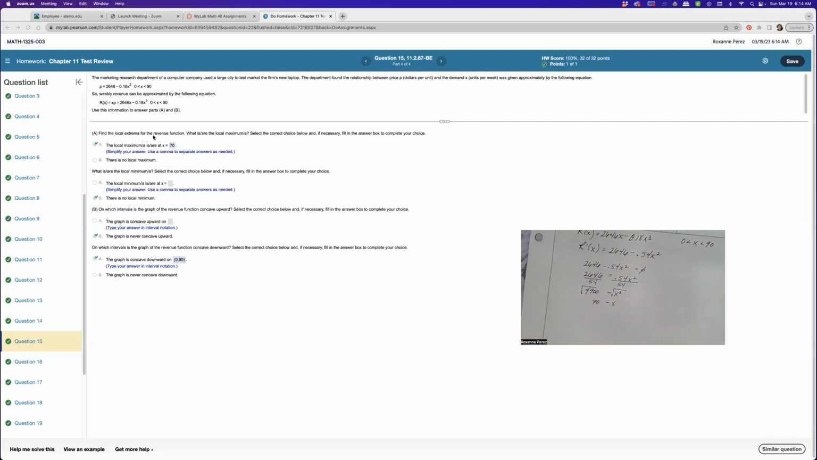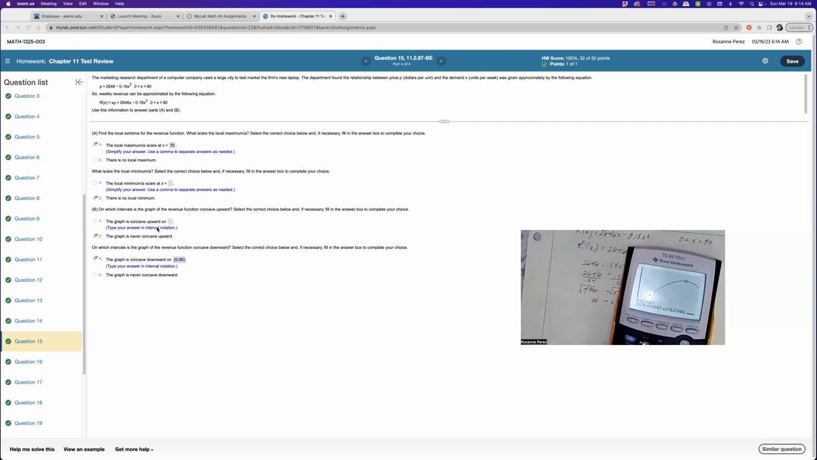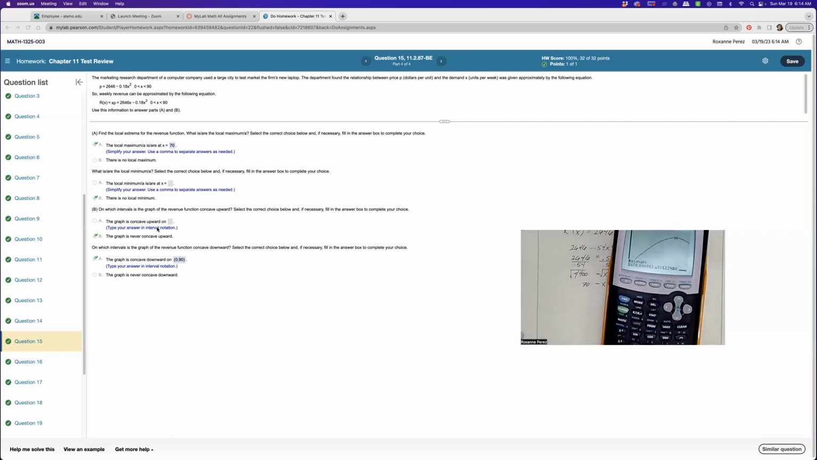Okay, so let's go back to our responses over here. A, find the local extrema. The local maxima is at x equals 70. So that's part A. What is the local minimum? There is none, right? We did not have a local minimum in our function that we graphed. On which interval is the graph concave upward? It is not concave upward. We can see that.